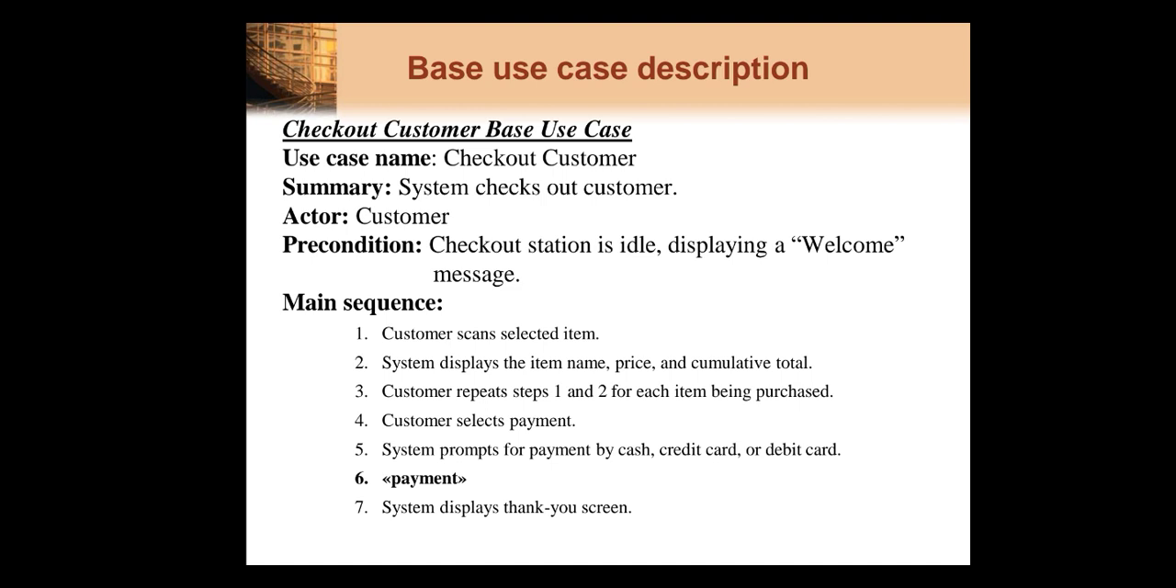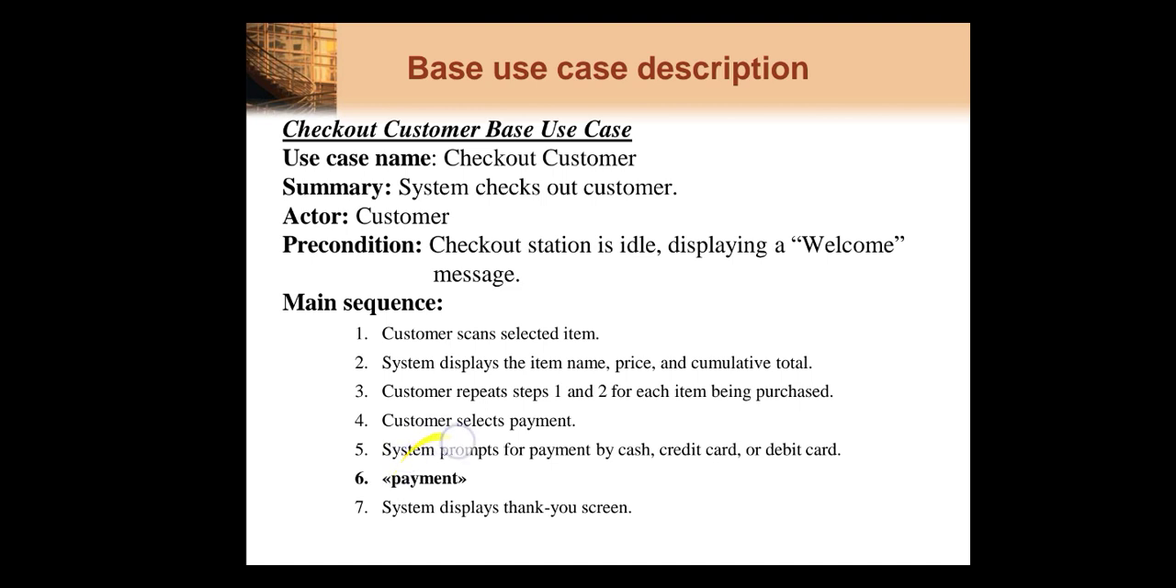The customer needs to scan or select some item, then the system scans this item and displays the item name, price, and total. Then the customer repeats steps 1 and 2 for each and every item being purchased. Then the customer selects the payment option. Now the system prompts for payment by cash, by credit card, and by debit card.